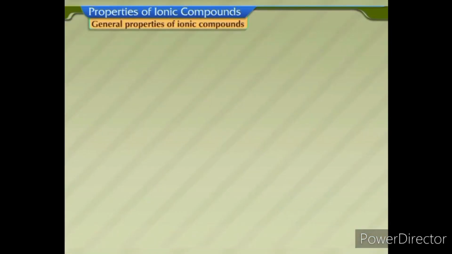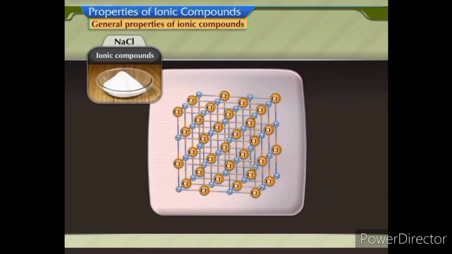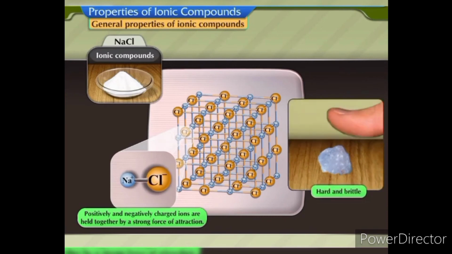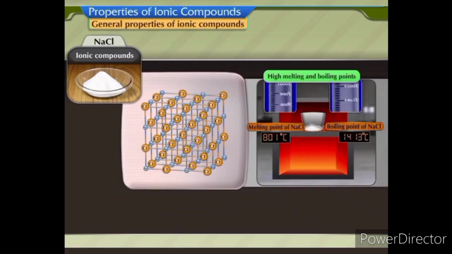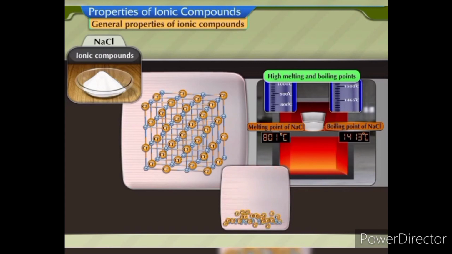General properties of ionic compounds. Ionic compounds exist in the solid state because the positively and negatively charged ions are held together by a strong force of attraction. This also makes them hard and brittle. Ionic compounds have high melting and boiling points. This is because a considerable amount of energy is required to break the strong forces of attraction between the oppositely charged ions.